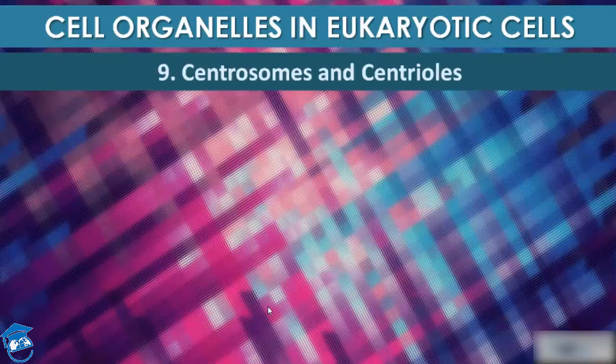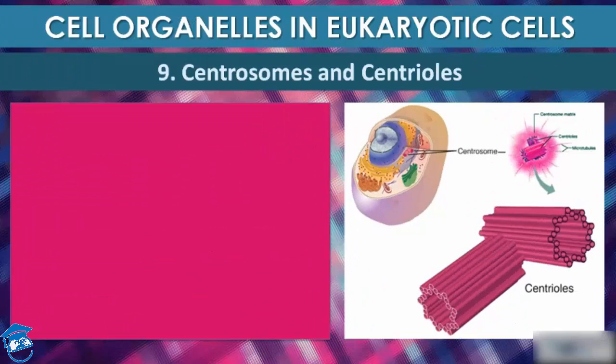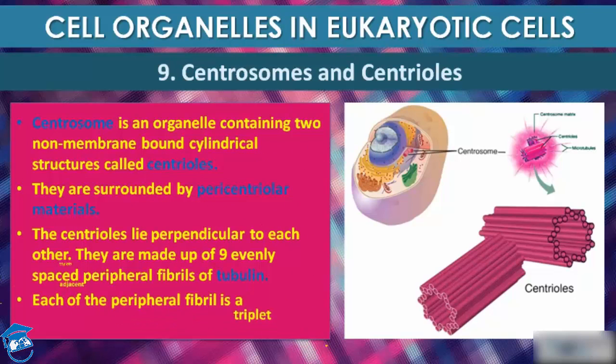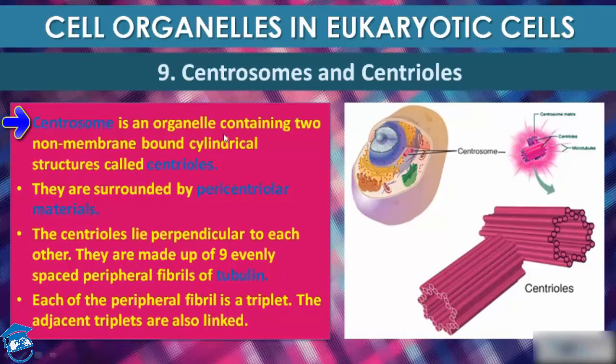Now comes the centrosome and centriole, students. What is the centrosome? It is present only in the animal cell and not in the plant cell. So it is a unique characteristic of the animal cell. The centrosome is an organelle that contains two non-membrane bound cylindrical structures, which we call centrioles. So this is the centriole. As you can see, this is one cylindrical structure and this is another cylindrical structure.